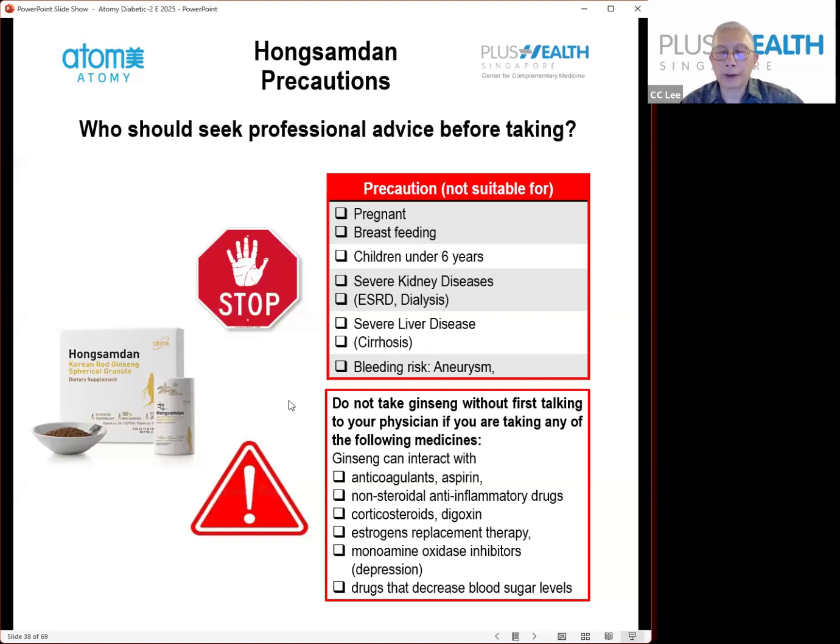So do not take ginseng without talking to your doctor if you are taking any of the following medications, especially anticoagulants, aspirin, right? The painkillers, non-steroidal anti-inflammatory drugs, right? Corticosteroids itself, estrogen replacement therapy, right? And depression drugs and drugs that decrease blood sugar. So therefore, if you are on medication, be careful about that. Ginseng can interact with all these medications, and therefore, for your safety, you should space it at least an hour before any medication intake with ginseng.